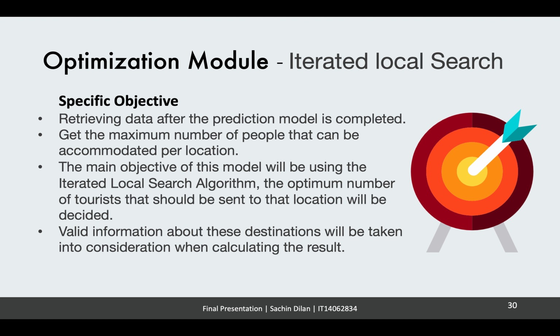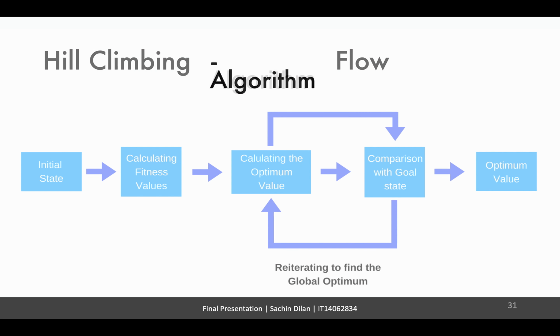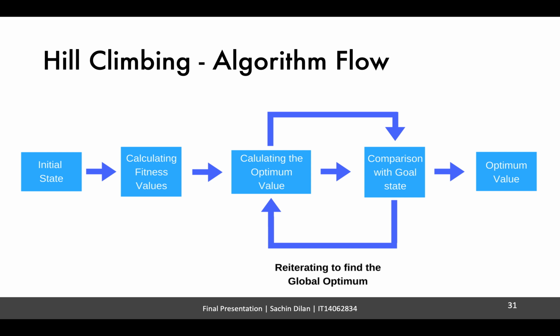Then we have the next part of the optimization algorithm, which is the iterated global search algorithm. Basically from this algorithm also, what we are trying to do is, after getting the results from the prediction module, we run the details through the iterated global search algorithm and get an optimal value for each destination. So this is basically the flow of the algorithm.